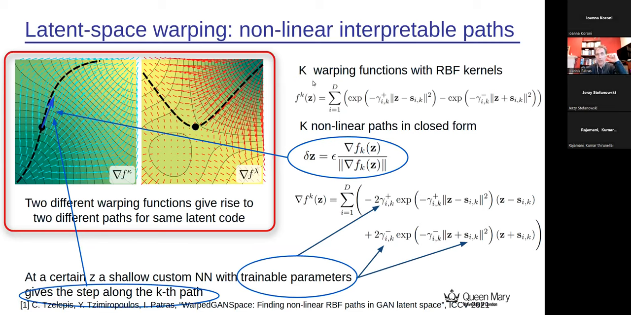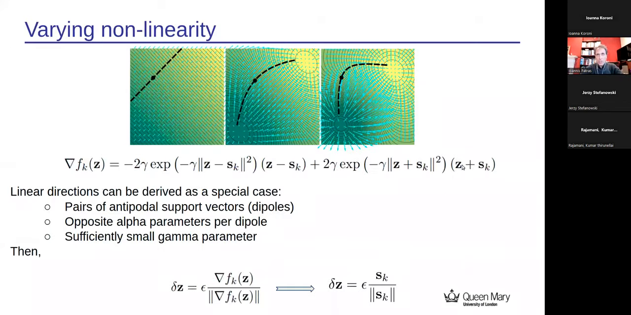If we have k different warping functions, we have k different ways of finding paths. The idea is, can we learn the parameters of k different functions such that following paths along one of the warping functions will control an attribute such as facial expression, and following paths along the other warping function will change another attribute such as head pose.